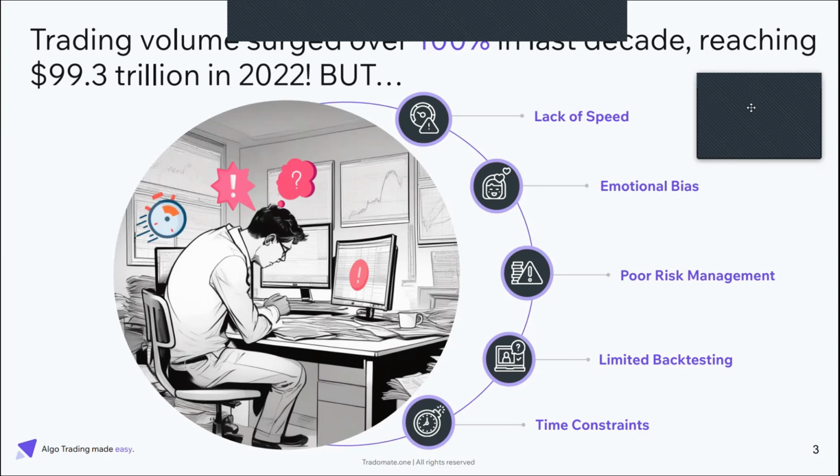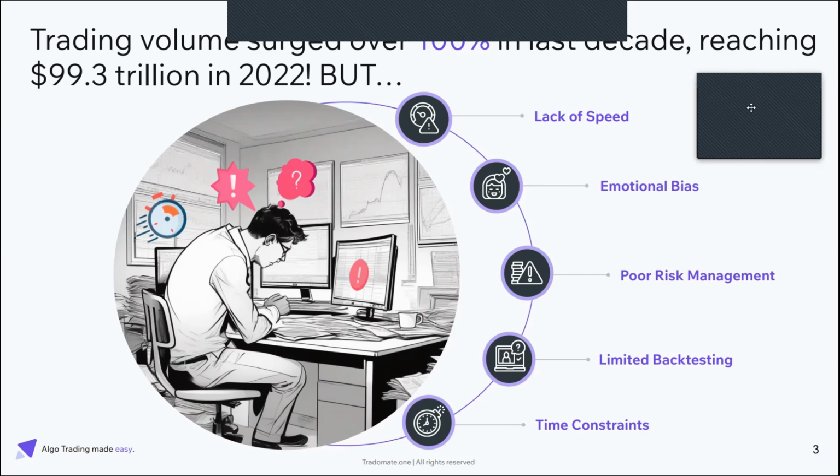Then we have the third thing, which is poor risk management. As I mentioned in the beginning, backtesting or trade analysis is something that no one takes very seriously. And this is again a very important aspect, which we most of the time skip before going to the live market, especially in options and futures trading.